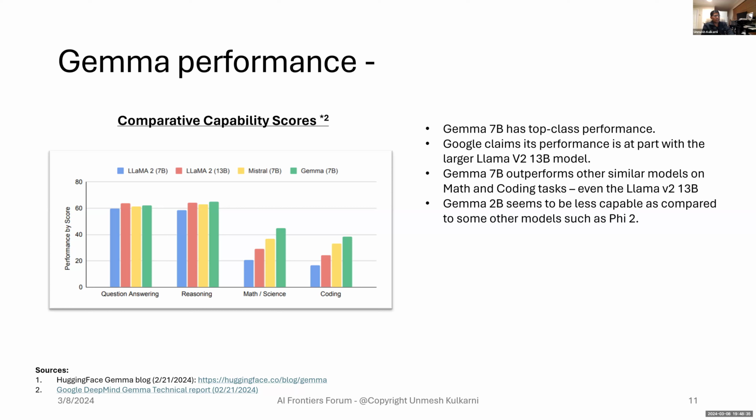Gemma 2B, however, seems a fairly less capable model. It's not here, but in terms of performance, its numbers are fairly low, which is also expected. But what surprised me was that the Phi-2 model actually outperformed Gemma 2B. And I don't know why that is so, but it is a very interesting result.